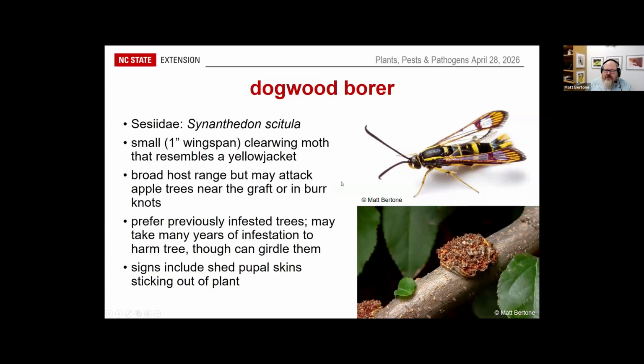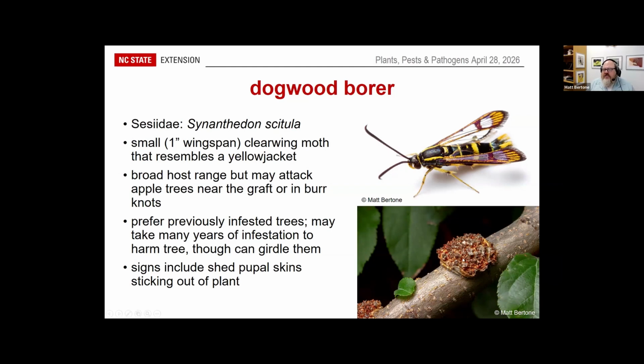They do have a broad host range, this species, the dogwood borer, but in apples, it actually will sometimes infest the graft union or the burr knots that grow from the twigs. And these are areas of entry for the caterpillars. And so they prefer infested trees. They may take many years to infest and harm the tree, but they can girdle branches or stems of younger trees or smaller trees as well and can cause damage to them.